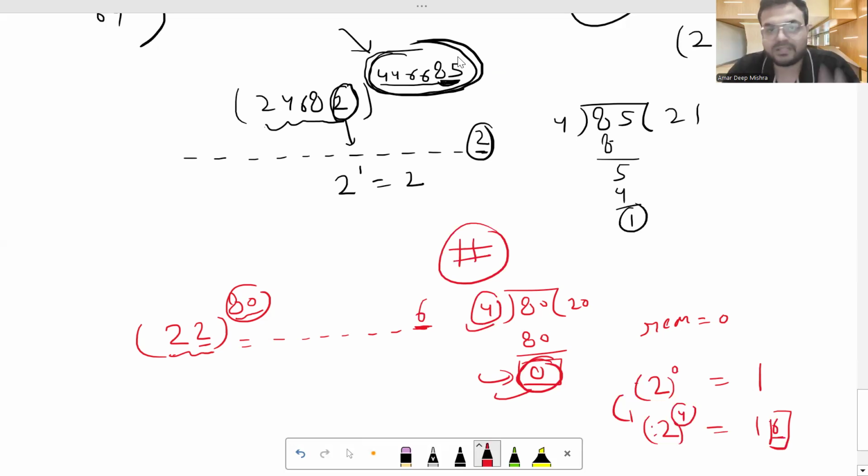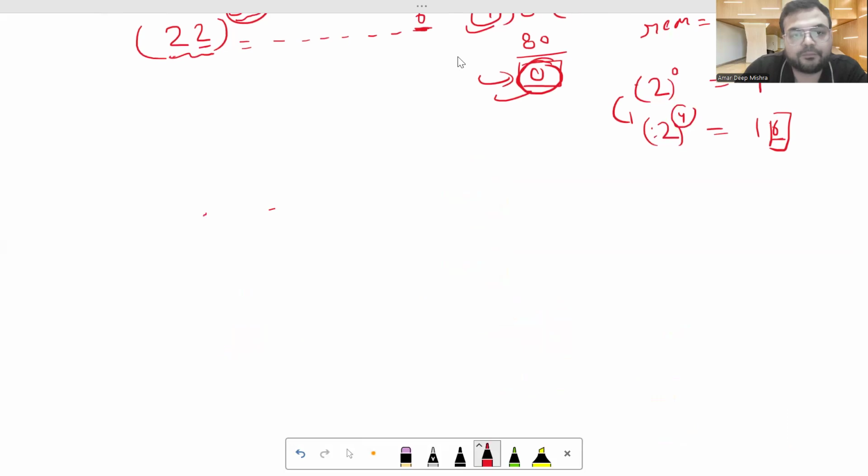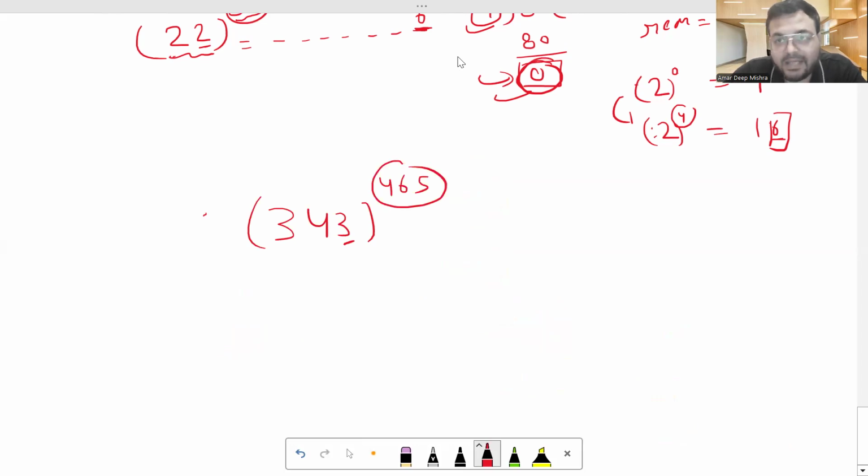Okay, let's take one more example. This rule, which is applicable for 2, the same rule is applicable for 3, 7, and 8 also. Okay, so let's say I have taken 343 raised to the power 465. Here you have 3 at the unit place, means divide the power by 4. Don't divide the entire power, just divide the last 2 digits. So divide 65 by 4, how much remainder will you get? 1. 16 4s are 64, the remainder is 1. This is the remainder.